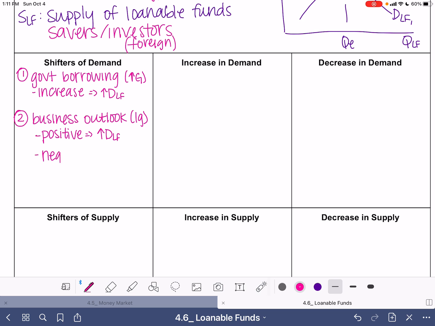But if we have a negative outlook, it's not looking like things are going to open anytime soon. It's not looking like we're going to be able to expand. We're actually having to cut production. We're going to decrease the demand of our loanable funds.